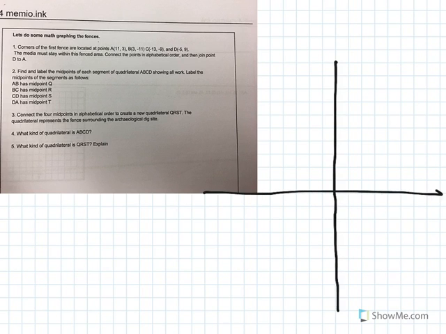This is the example that we did in class today. So I'm going to graph the points that they give me. I graph the points. So here I get A is (11, 3). So 1, 2. Oh, I don't have enough space.